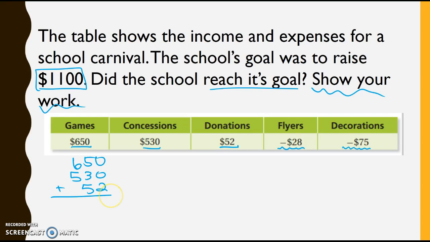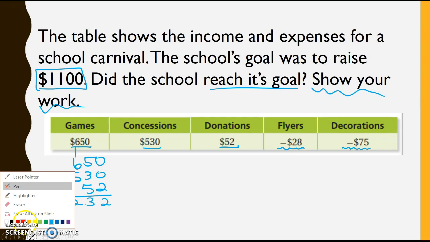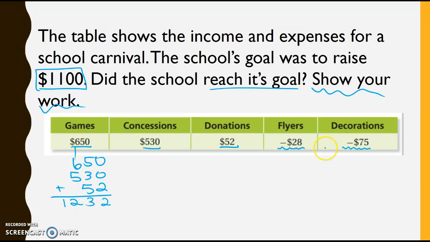So when we have the sum of these three, we would get 1,232. And then I'm now going to add up my negatives. So I'm thinking same sign. If I add those two together, I'm just going to add up the values, 2875. And then I'll use the same sign of both of those. That same sign would be negative. So this will be a negative answer. And we end up with 103. So this is a negative 103.